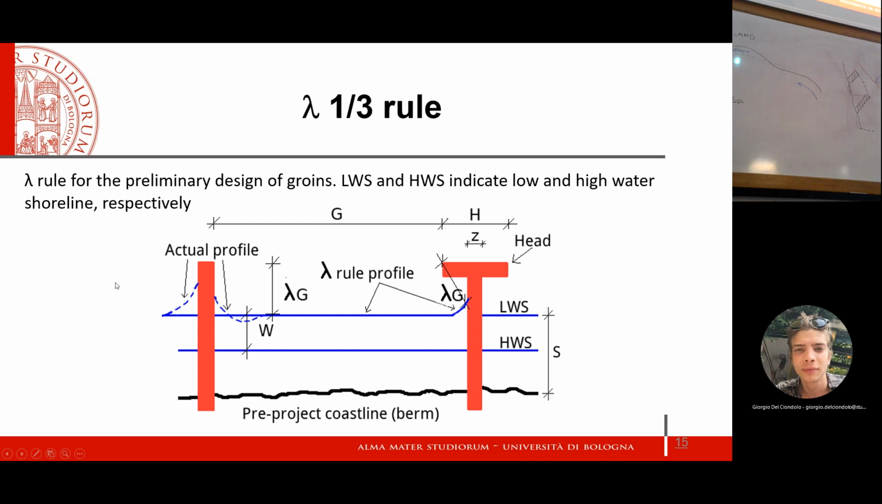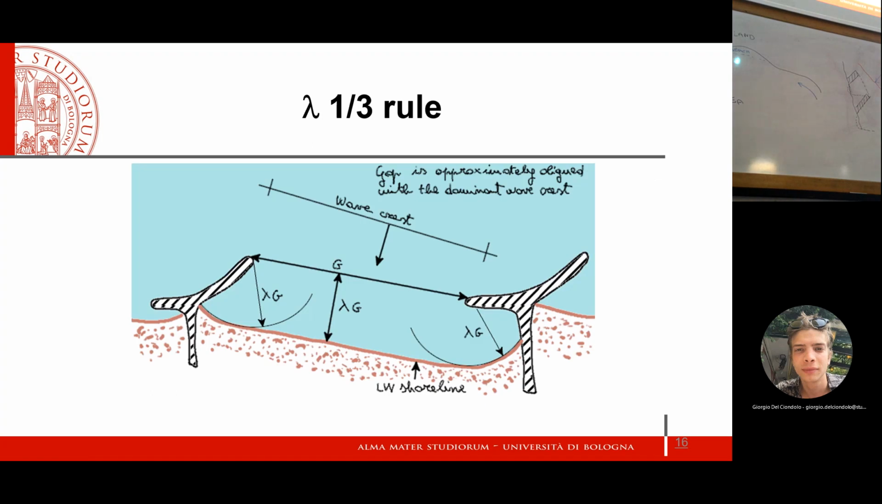We already discussed this figure here. Then, this is another example where you see that the orientation of the T is shaped in a way to make the control line almost parallel to the wave crest. You see the gap is approximately aligned with the dominant wave crest. And you see the application of the lambda rule in this case.